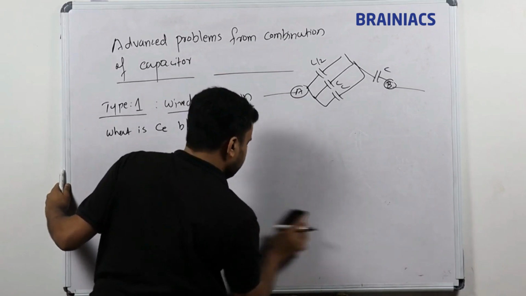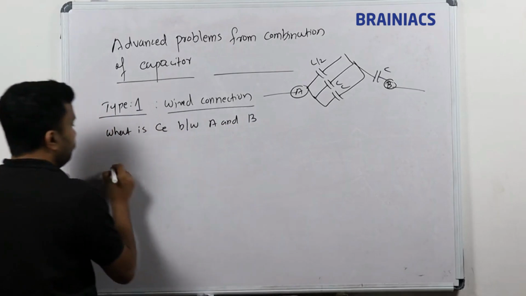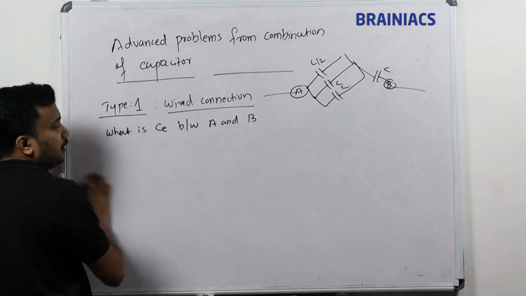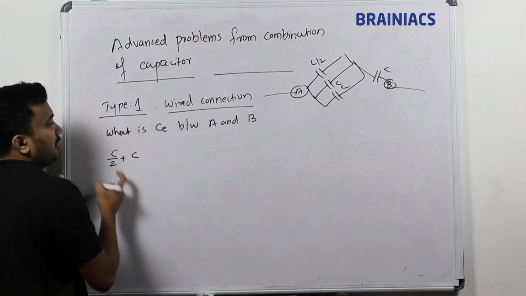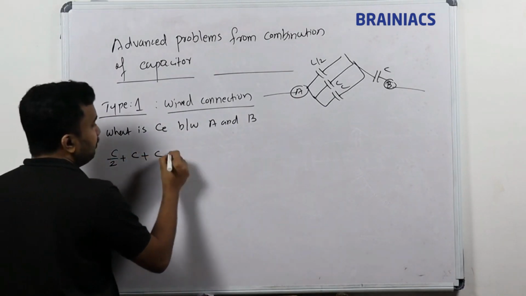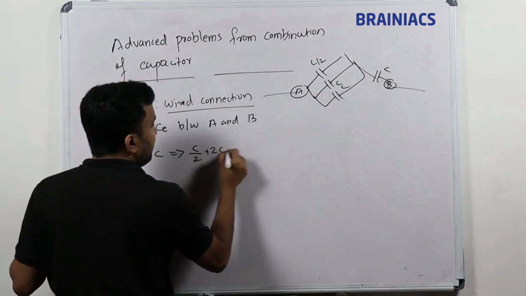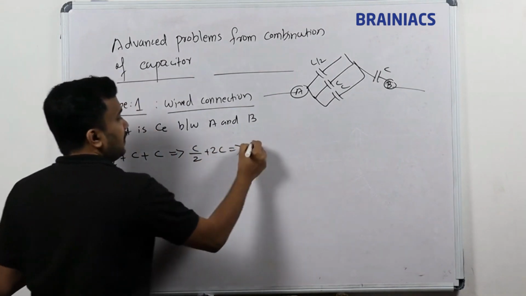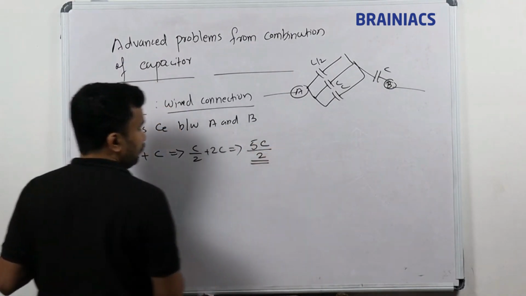Okay, so perfect. The three capacitances will be in parallel combination. So we have to find the equivalent: C by 2 plus C plus C, which is equal to 2C. So C by 2 plus 2C, equivalent will be equal to 4C plus C, 5C divided by 2. So the total is 5C by 2.